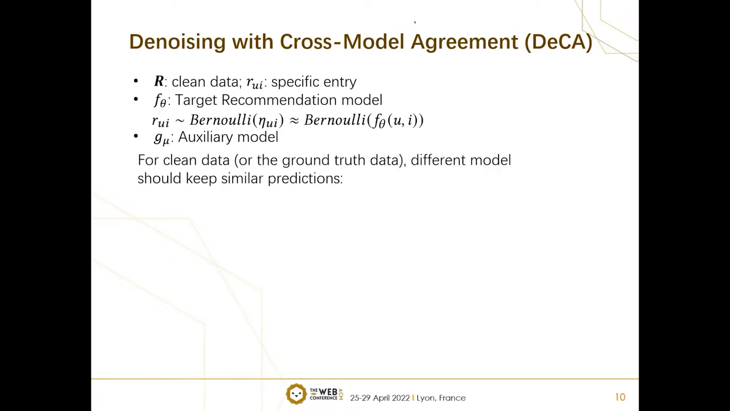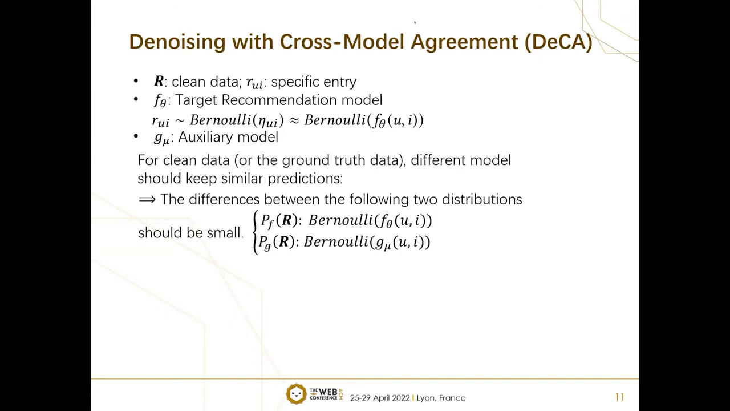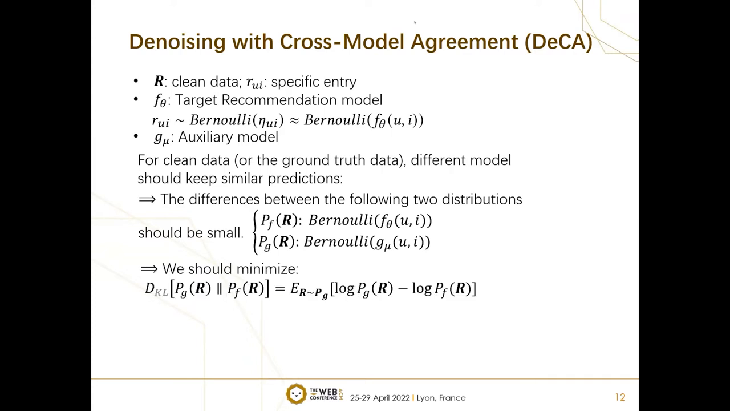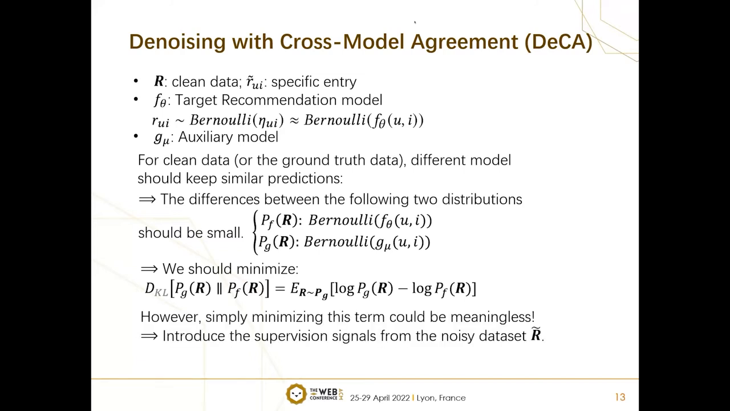For clean data, or the ground truth data, according to our observations mentioned in the last slide, different models should keep similar predictions in the clean data part. So the difference between the following two distributions should be small, since the predictions from f theta and g mu should be similar. We describe the differences with the KL divergence here, and I will omit the subscript of KL in the following slides. Minimizing the divergence here is what we want to do. However, simply minimizing the term could be meaningless, since there are no supervision signals at all. So we need to introduce the signals from the noisy dataset R tilde.